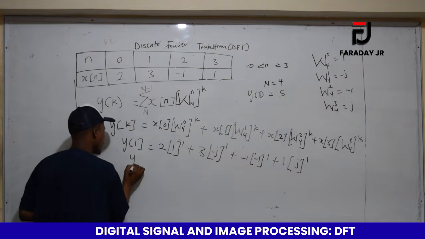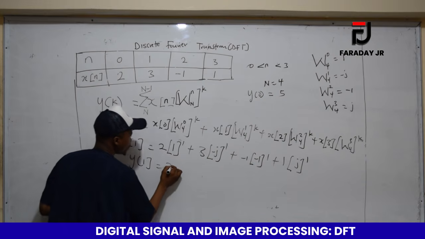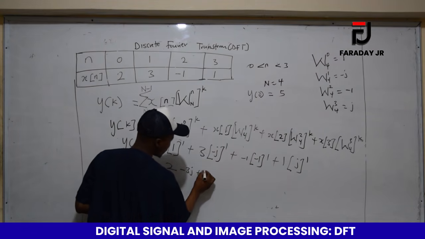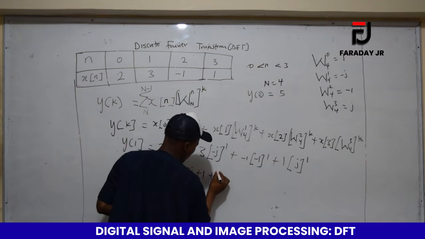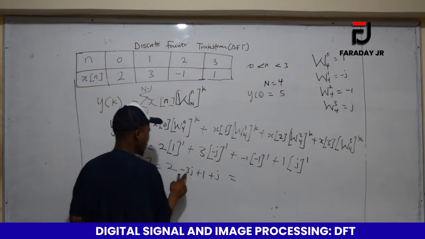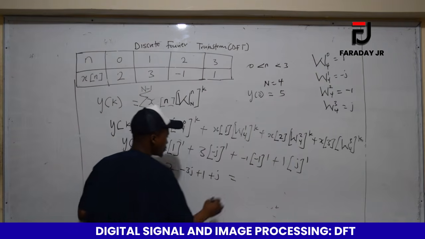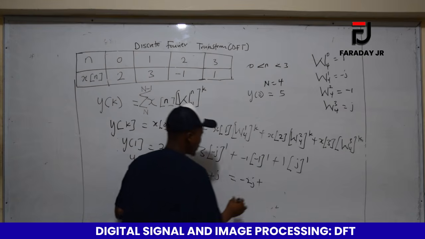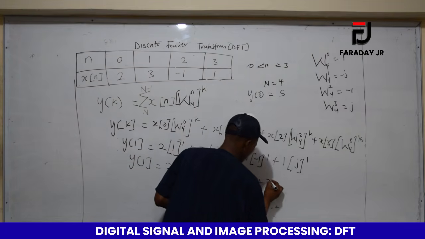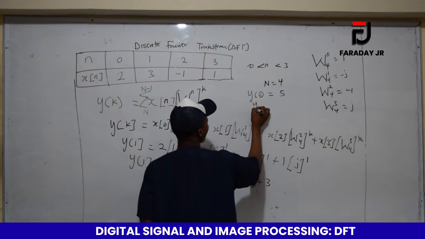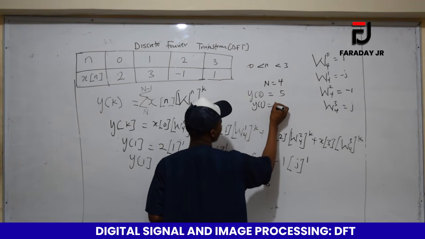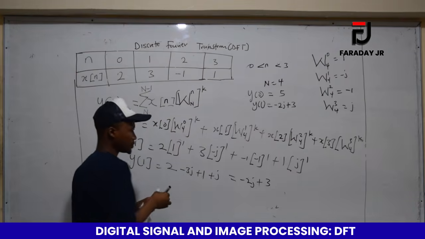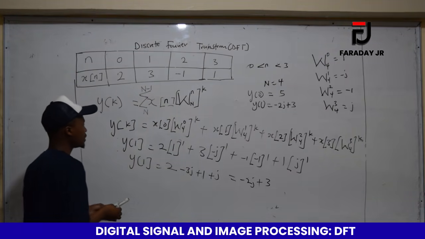So it means that y of 1 will be equal to 2 minus 3j, right? And then plus 1 plus j, right? So minus 3j plus j will give us minus 2j, plus 3, right? Plus 3. So it means that y of 1 has given us minus 2j plus 3.